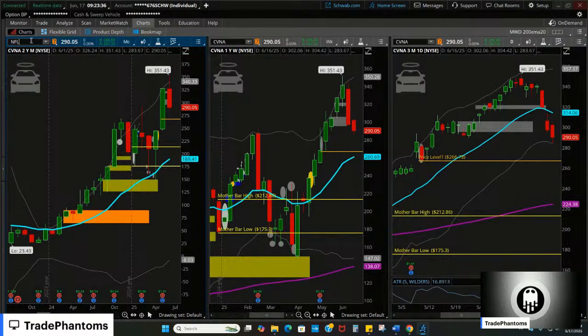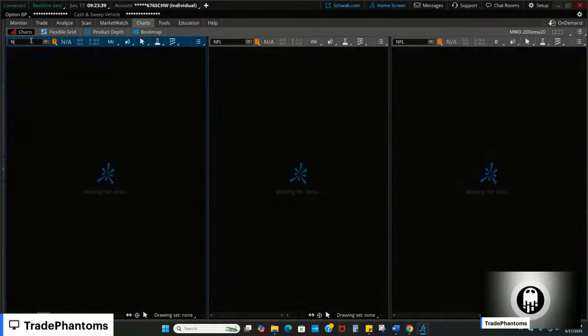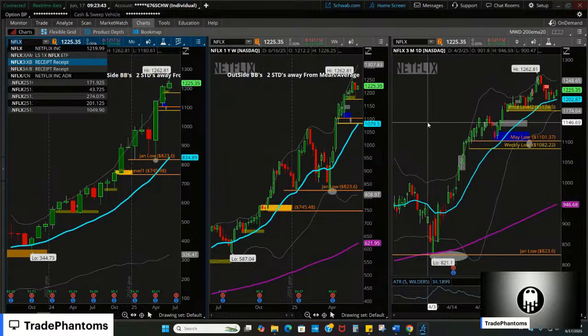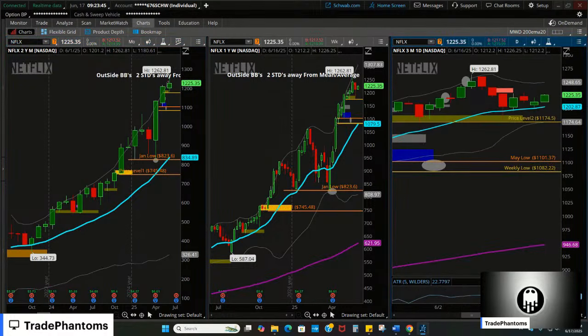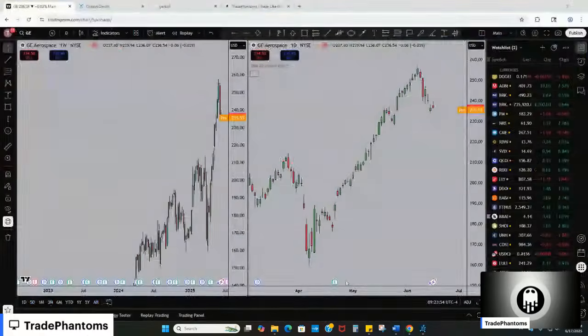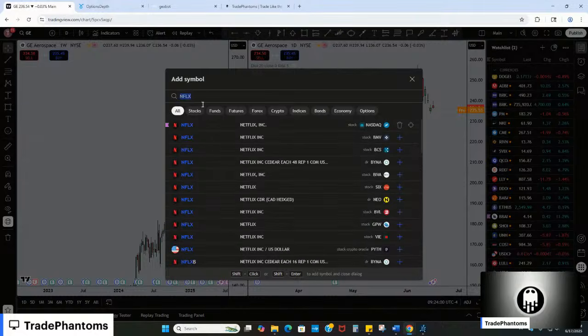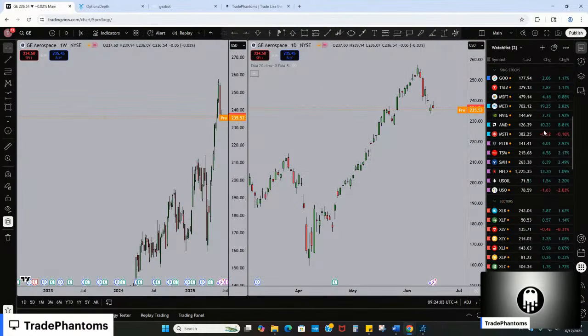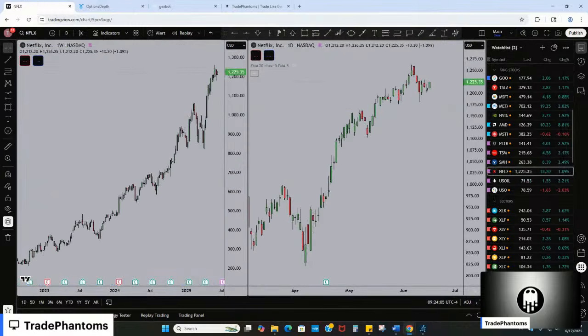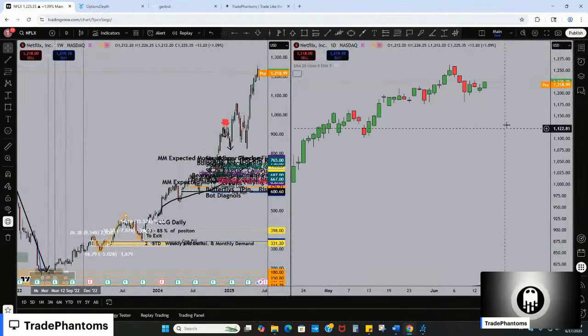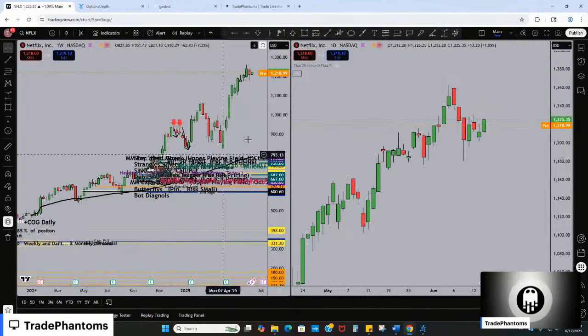Netflix. Netflix came last week, came into this area here. Nice little close, decent little close yesterday. We're basing off the 20 inside bar. What's the gap on Netflix today? Is there a gap on Netflix? Inside gap down, inside gap. So definitely on the list.